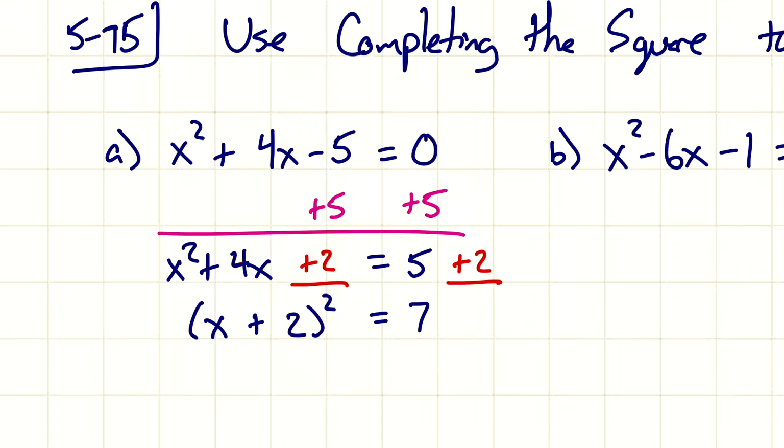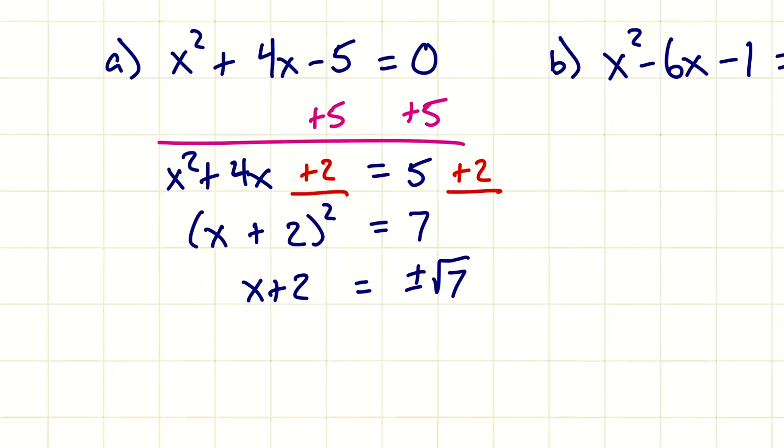And you'll notice this 2 is also the same 2 inside as well. All right, so I'm going to square root both sides, and I'm going to be left with x plus 2 equals plus or minus the square root of 7. And then I'm left with x equals -2 plus or minus the square root of 7. All right, and that's it.